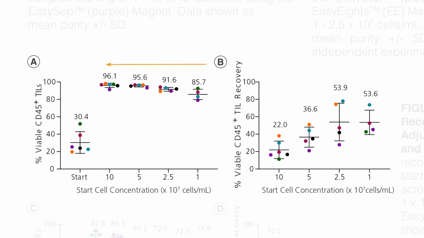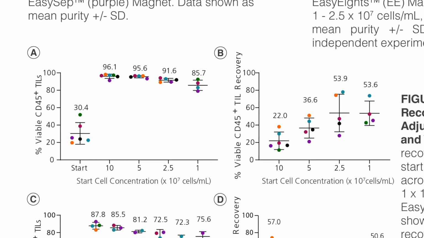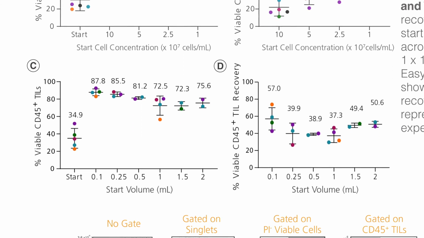If higher recovery is desired, resuspend cells at a lower concentration, in this case 10 to 25 million cells per mL. In Figure 5b, you can see a clear trend where recovery increases as the starting cell concentration decreases, plateauing at 25 million cells per mL. Adjusting the cell concentration means it will lead to changes in start volume. To determine if start volume impacts performance, we kept the cell concentration constant at 10 million cells per mL and modified the sample volumes. These results are shown in Figure 5c and 5d.